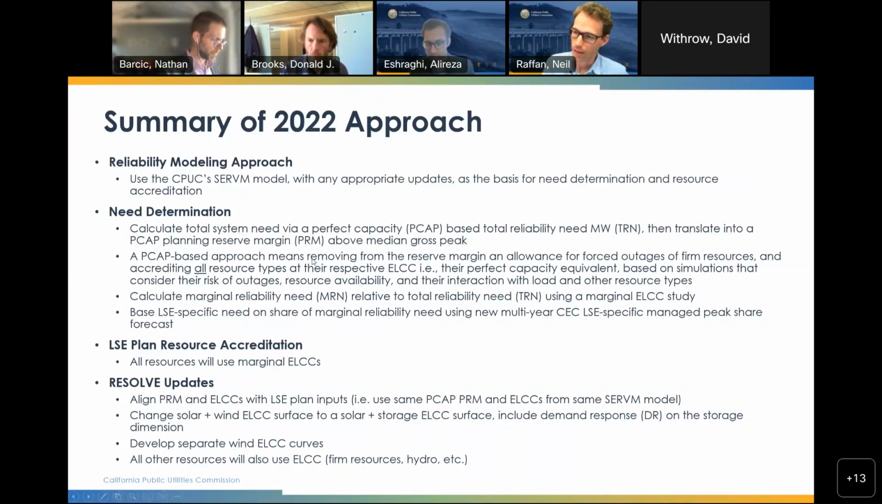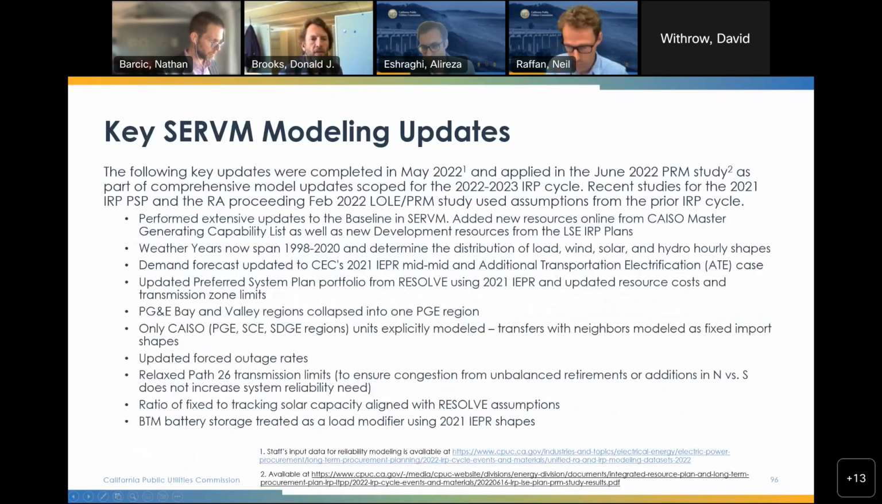I'll just hand to Donald briefly to elaborate a bit on the Servum modeling updates he introduced earlier. Thank you, Neil. We talked about some big picture Servum updates earlier. Three big efforts that we went through to do a macro update this time. There's a few that are a little more minor. In addition to what I said earlier, just to repeat, we developed weather years 1998 and 2020 here. That includes new electric demand, wind, solar, and hydroelectric production information and shapes to reflect those weather years.